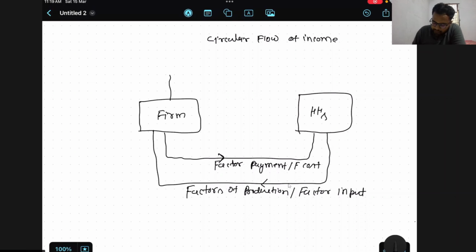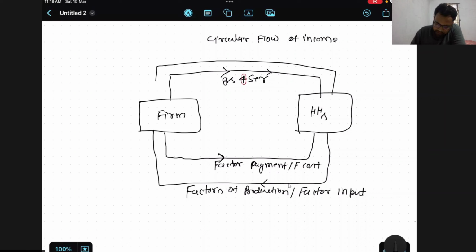The firm will produce some goods and services that will be consumed by the household, and the household gives money to the firm in order to consume those goods and services, and that money is known as the private final consumption expenditure.